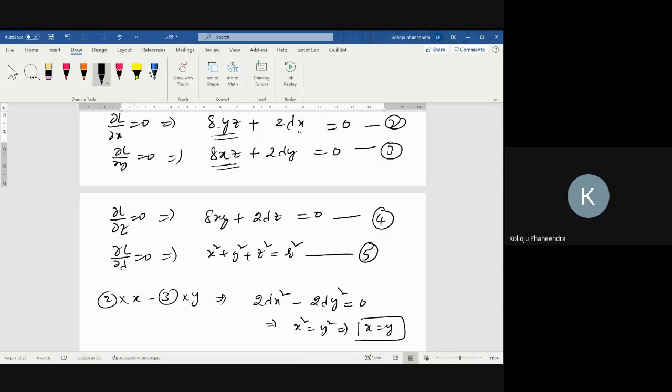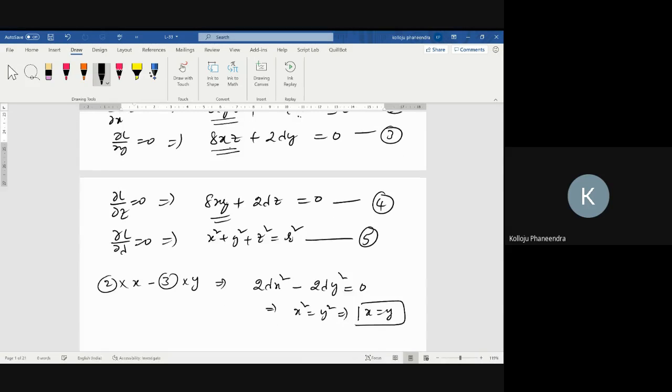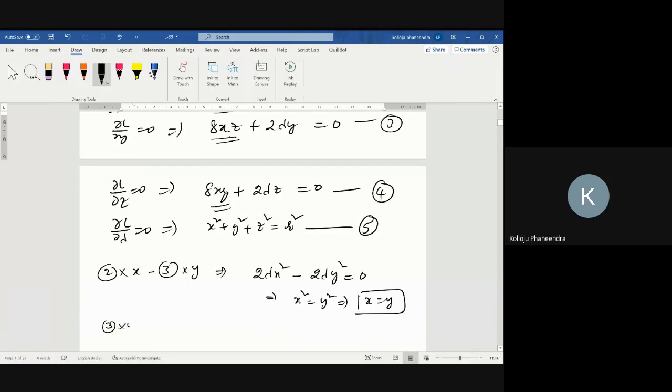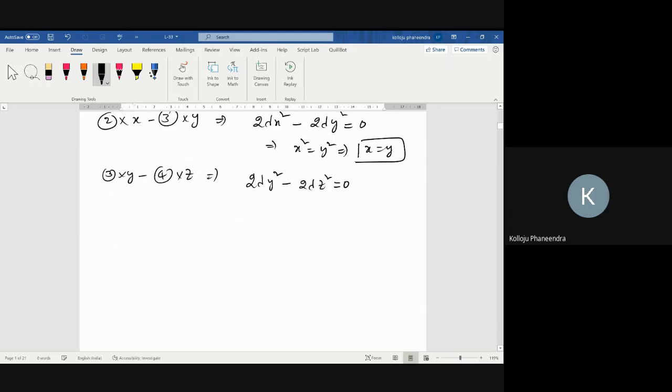Same logic, this one and this one. Multiply 3 by y and 4 by z. So 8xyz gets cancelled. We are getting 2λy² − 2λz² = 0. This implies y² = z², y = z. Hence, what I'm getting? x = y and y = z. Therefore, all the dimensions of the rectangular box are equal, which means it is a cube.